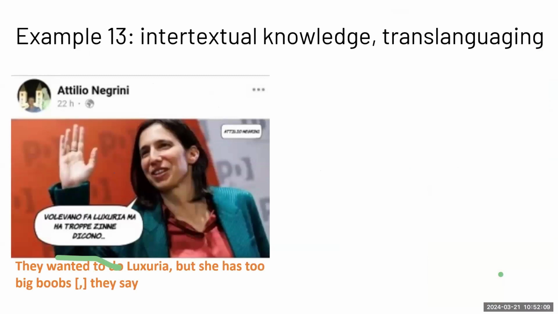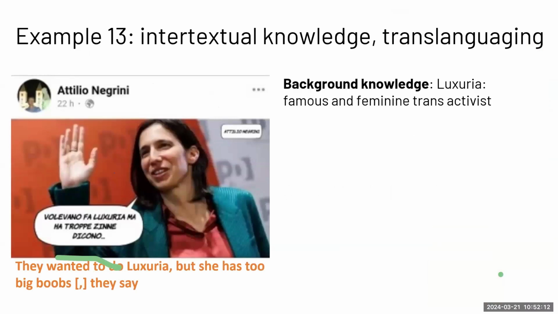This is another example that I'm interested in terms of different uses of language varieties. The background knowledge here is that she may impersonate Luxuria, who is a very famous Italian, very feminized trans activist. And here this text, "volevo fare Luxuria, ma troppe esime dicono." They wanted to do Luxuria, but she has two big boobs, they say. So this is like using or mixing Italian and Roman.